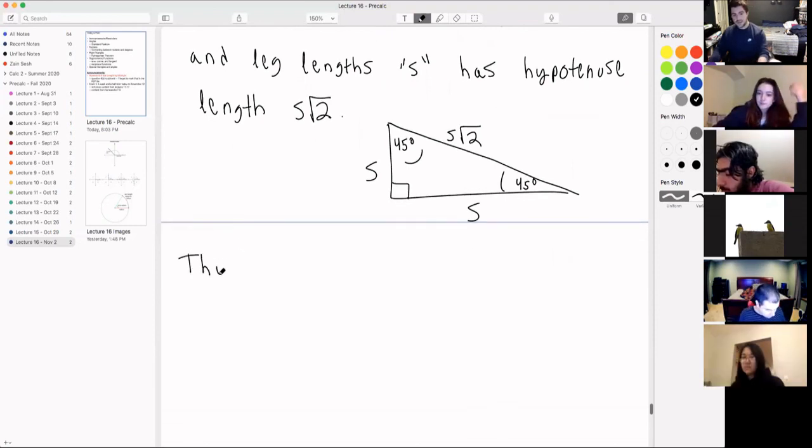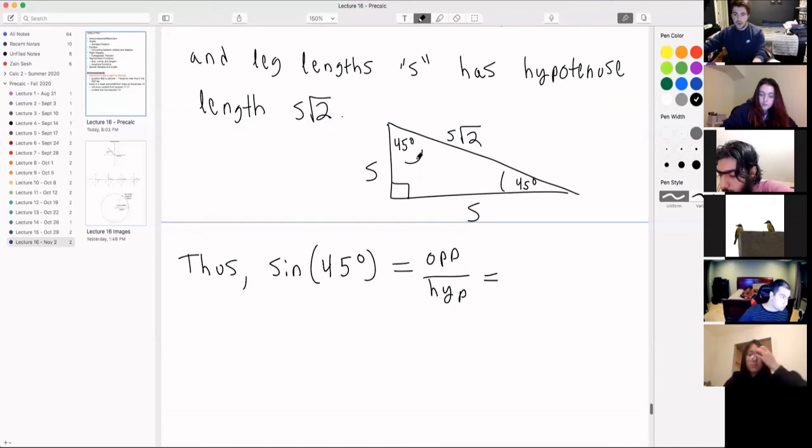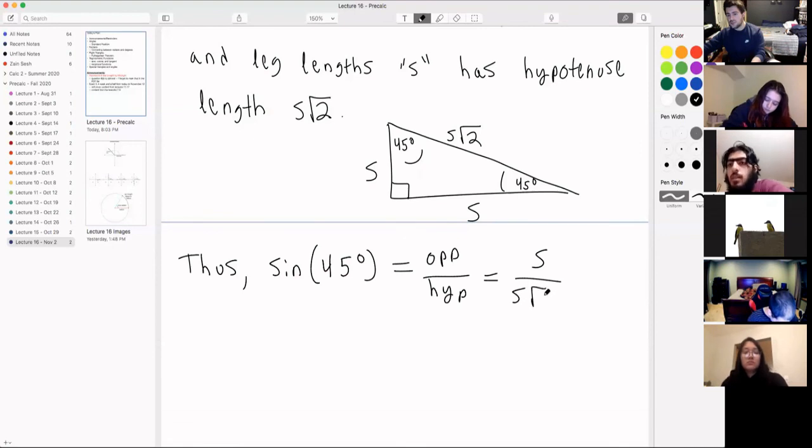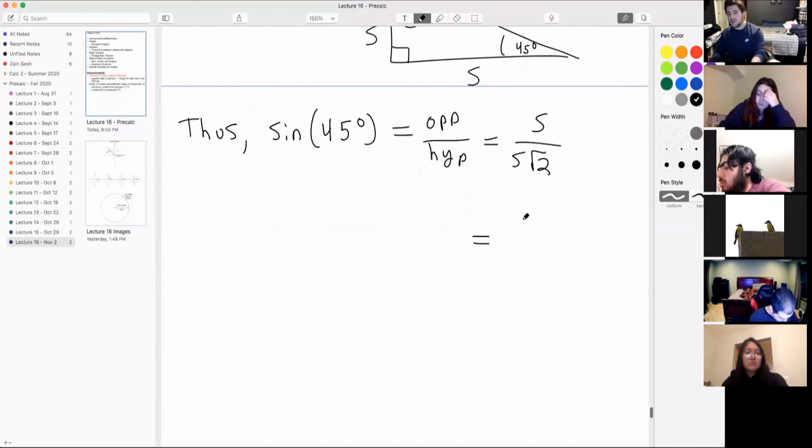So thus, we have a nice closed form for sine of 45. Remember, sine is opposite over hypotenuse. I can go to either one of these 45-degree angles. Doesn't matter. So go to this one on the bottom, arbitrarily. I will go opposite, which is s, and then I divide by the hypotenuse, which is s root 2. Now the s's will cancel out with each other. You will get 1 over the square root of 2.